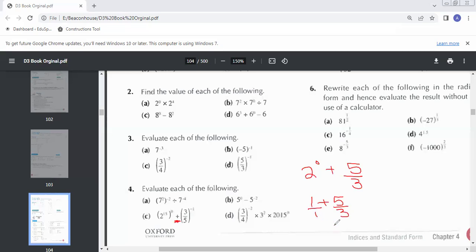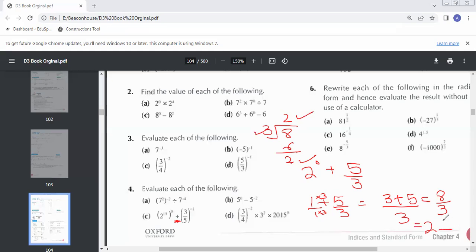Same rule applies over here. Take the denominators' LCM, so 1 times 3 is 3, multiply by 3, so it will be 3 plus 5, which is 8 by 3. You can convert this into a mixed fraction by dividing 8 by 3, so 3 twos are 6. Understood? So 2 whole, 2 by 3. So the answer is 2 whole, 2 by 3.